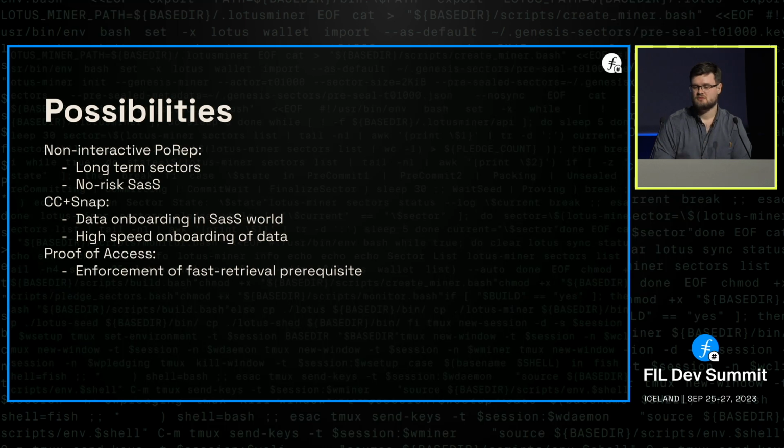So yeah, I didn't prepare many slides for the session. The CC plus Snap idea is generally about moving everyone towards onboarding CC sectors and then including data into that. If we had known about this being a possibility back when we designed Filecoin, probably this would be the pathway we went through. But Snap Deals seemed completely unfeasible when we initially designed the protocol.